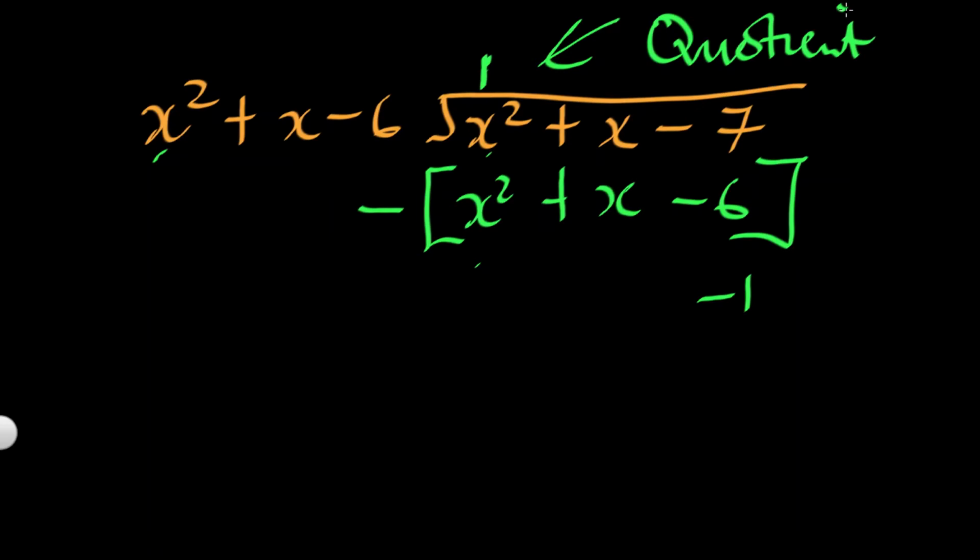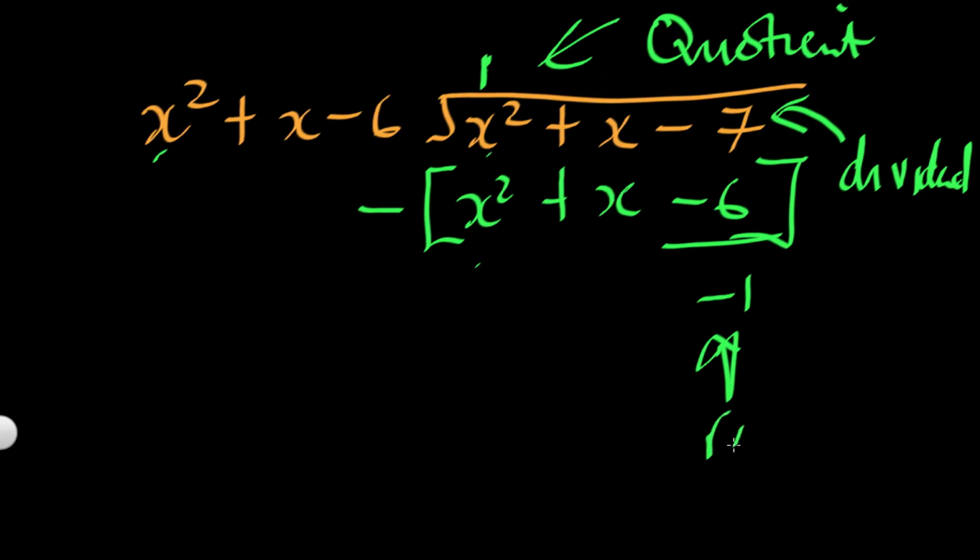Guys, this is our quotient. This is our dividend. What we're dividing into, we call the dividend. This is our remainder. We can no longer do the division anymore because x squared cannot go into minus 1. So we now have our remainder here. This is our remainder, and this is our divisor.